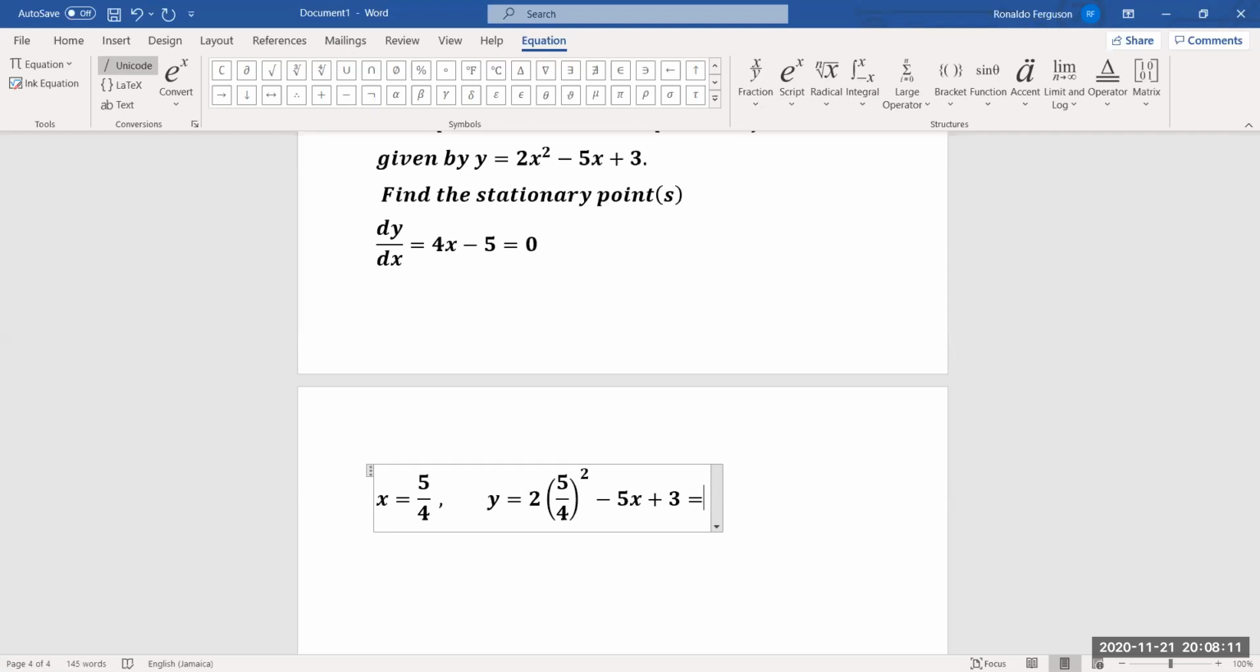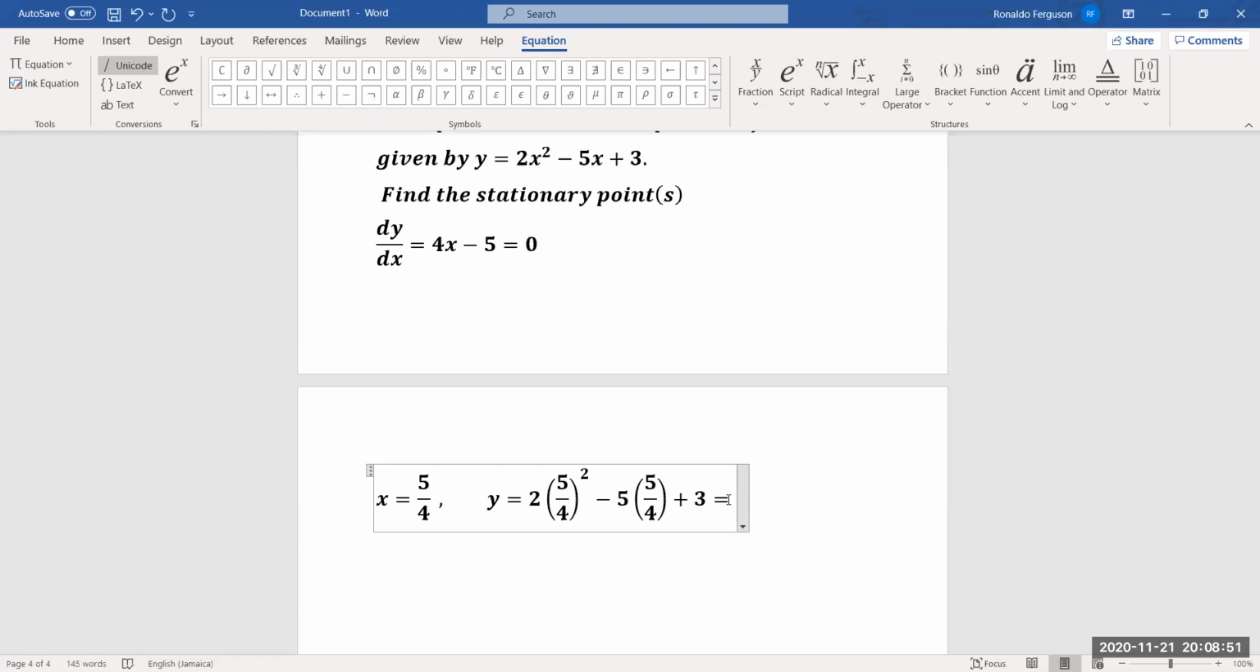We'll get 5 over 4 squared is 25 over 16. Plug the x right here as 5 over 4 as well. So we just simplify that now. Put that in the calculator and tell me what you get.